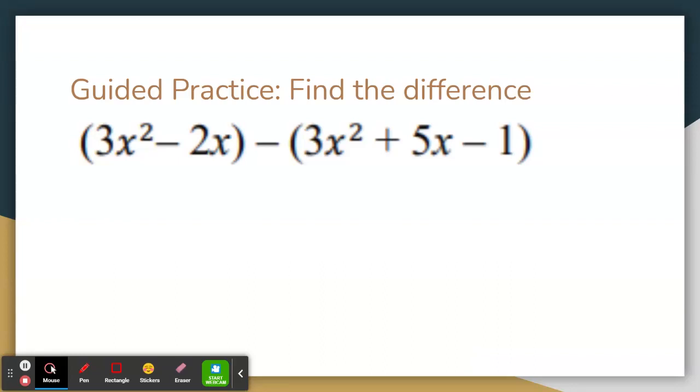Hello, everybody. I am back with another example. And on this example, we are subtracting polynomials. All right, so the instructions are to find the difference.